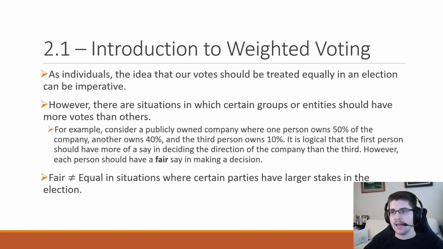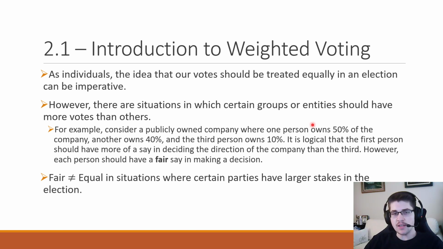So let's start off by getting into the terminology, and I'll introduce a sample problem that we're going to be looking at. Consider a publicly owned company with three owners, three individuals who have stock in the company. Let's say that one person owns 50% of the company, another owns 40%, while the third owns 10%. Let's say they all want to make a decision for the direction of the company. Some of them want to expand the company, whereas the others don't. They need to come to a decision.